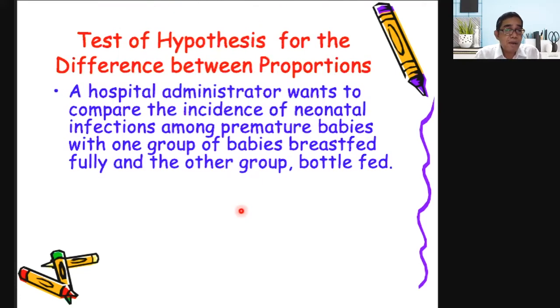So we'll give an example. A hospital administrator wants to compare the incidence of neonatal infections among premature babies, with one group of babies breastfed fully and the other group bottle fed. So two groups of premature babies, one group breastfed, another group bottle fed, and we want to compare the incidence of neonatal infection.